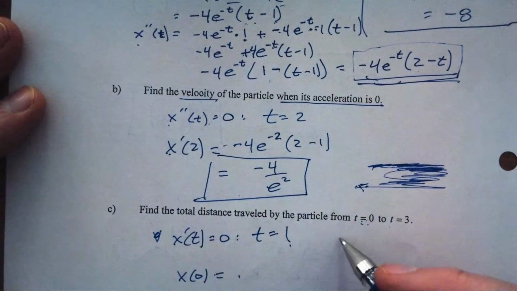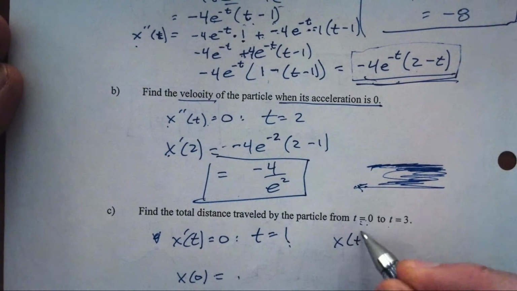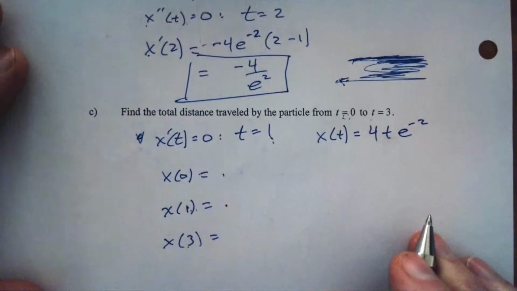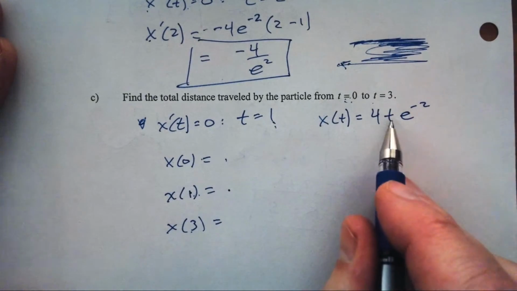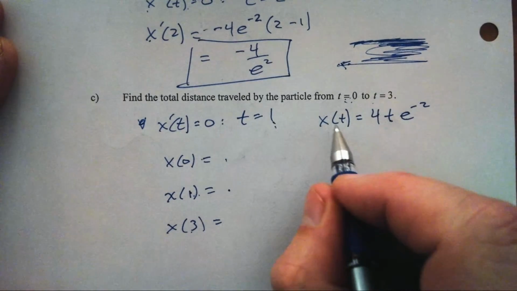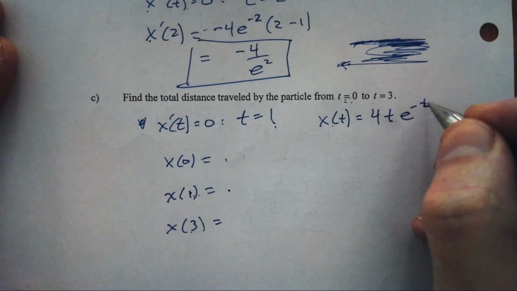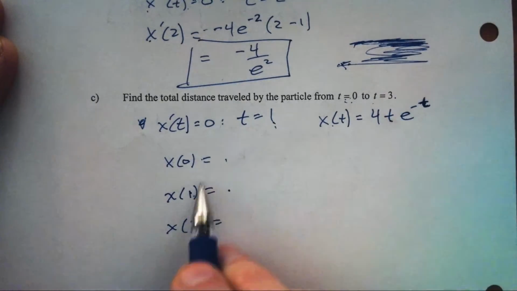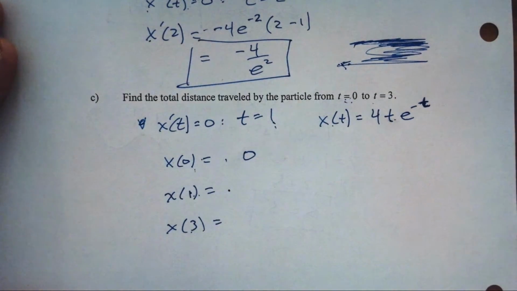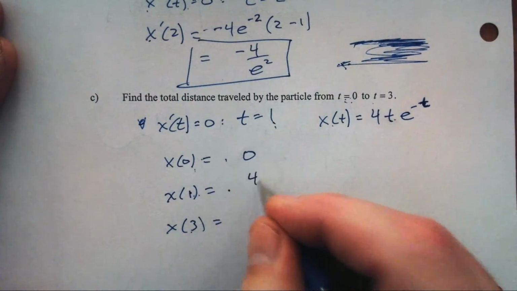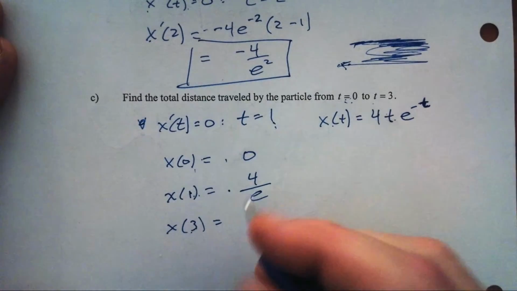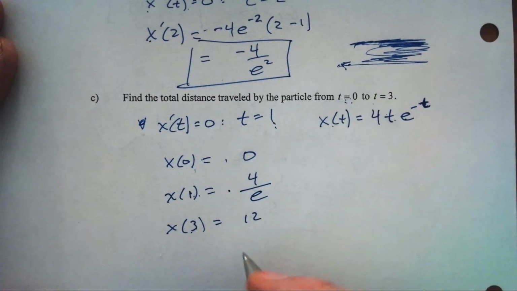Okay, so I'm going to rewrite x down here just so we can see it. X of t is 4t e to the negative t. Excuse me, this isn't negative second, this is negative t. I put 0 in, I get 4 times 0, e to the 0th. That is 4 times 0, 0. That's nice. I put in 1, I get 4 times 1, 4 on e. And I put in 3, I get 4 times 3, 12 on e to the 3rd.